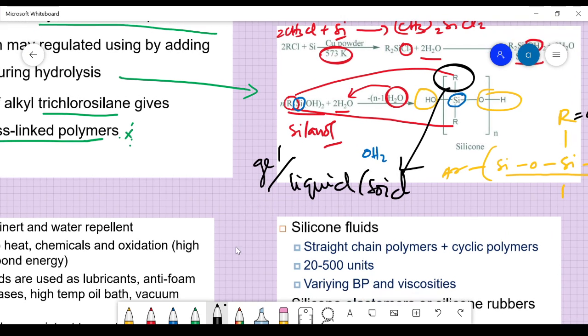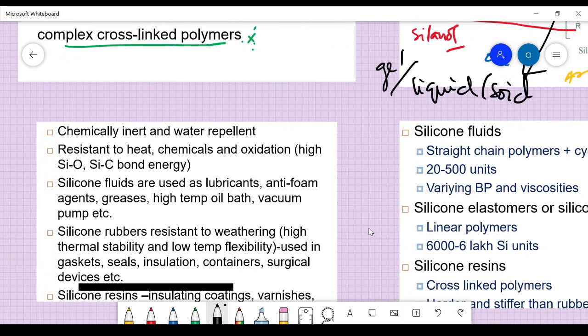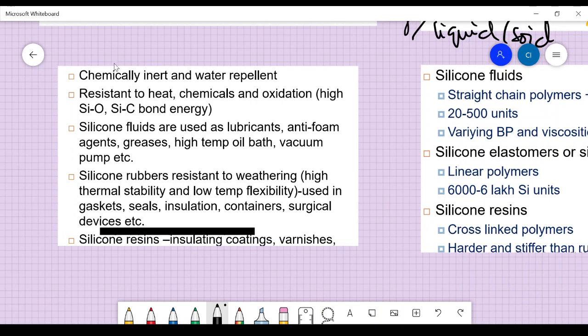Here are the properties that we have come across. It is chemically inert. It doesn't react at all. It is like sand, and it is water repellent, resistant to heat, chemicals, and even oxidation, because of the high Si-C bond strength. I think this SiC is kind of a carborundum.